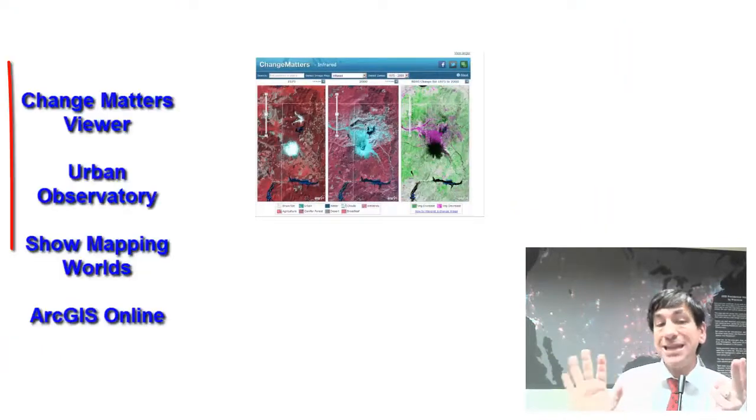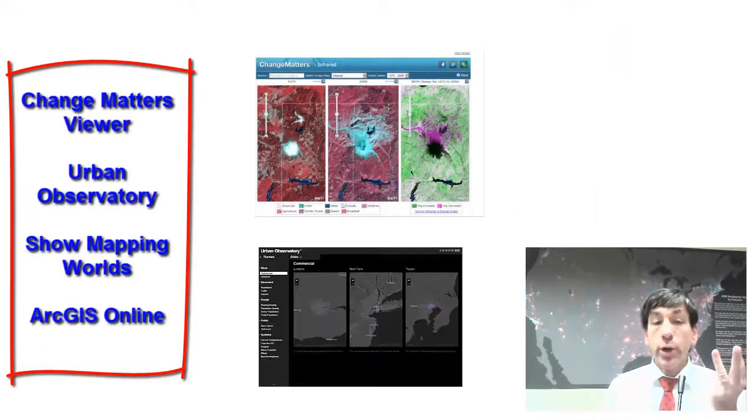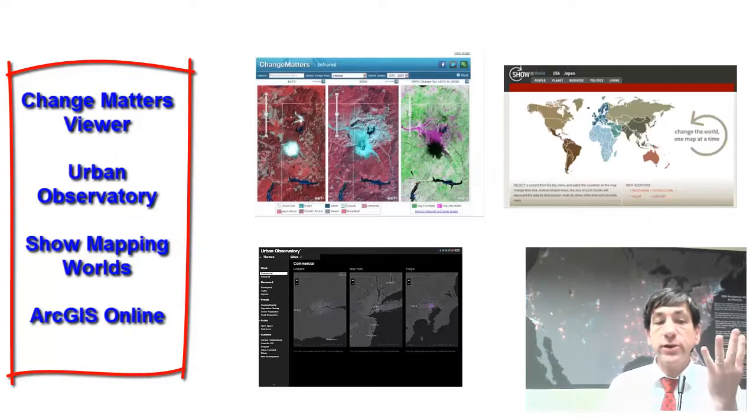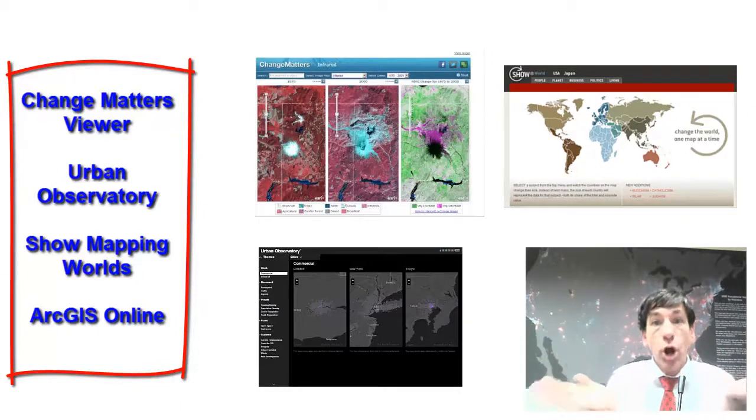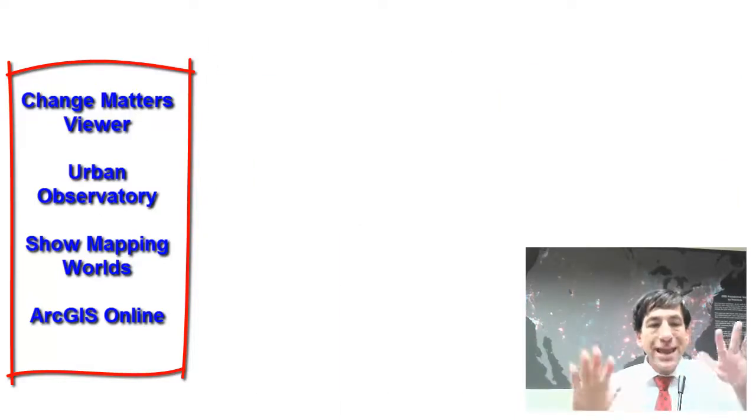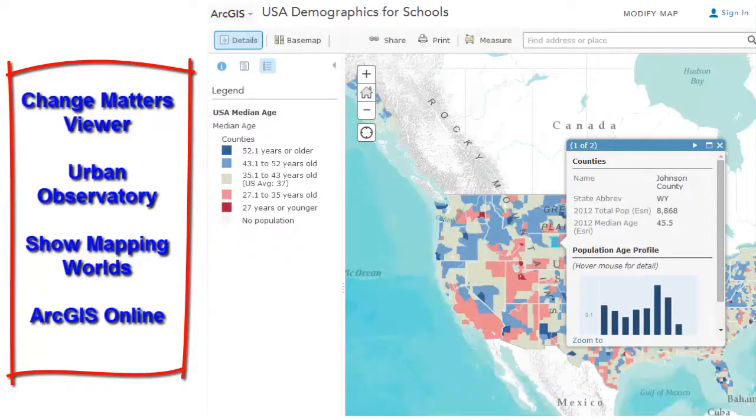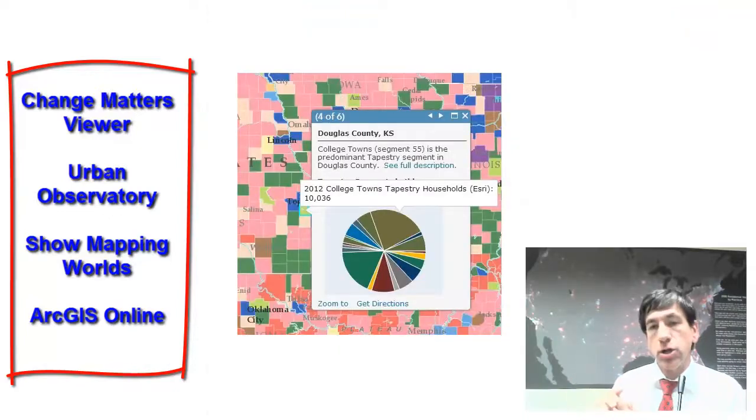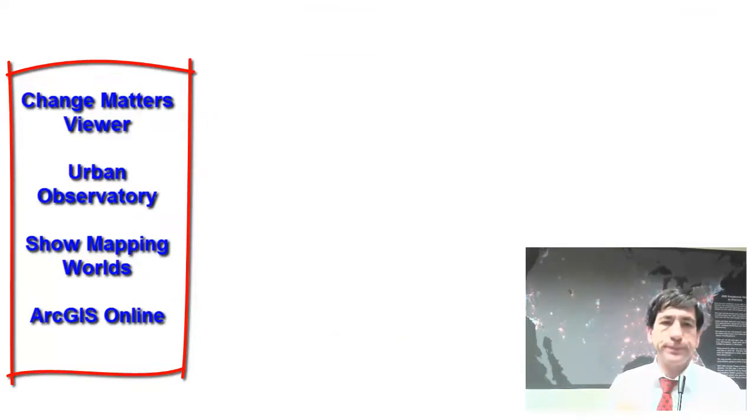Second, I'm going to have you compare land use change with something called the Change Matters Viewer. Third, we're going to compare some city patterns with the Urban Observatory. Fourth, we're going to compare some country population variables with something called Show Mapping Worlds, which allows us to make cartograms. And fifth, we're going to analyze some United States demographic and lifestyle variables by state, county, census tract, and block groups. So small to large scale using ArcGIS Online. We'll use a lot of ArcGIS Online in this course because it's so simple to use and yet really powerful.